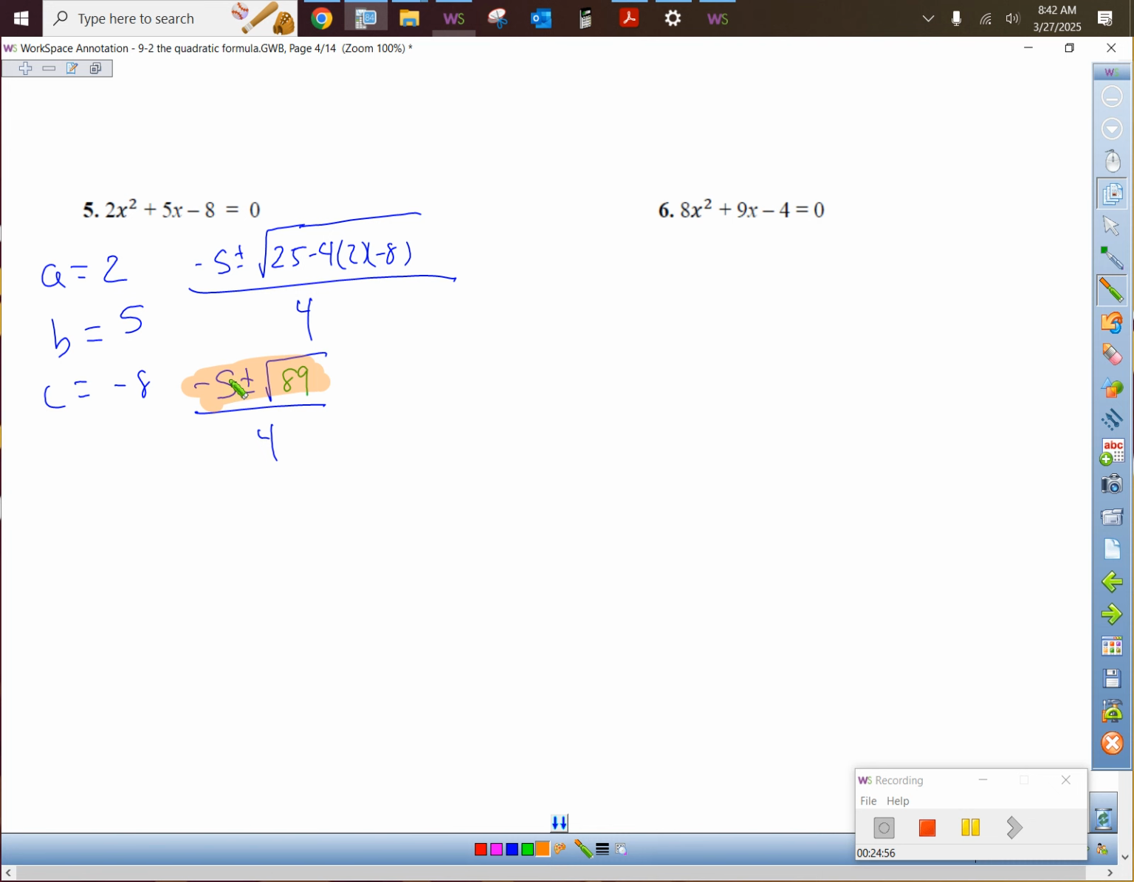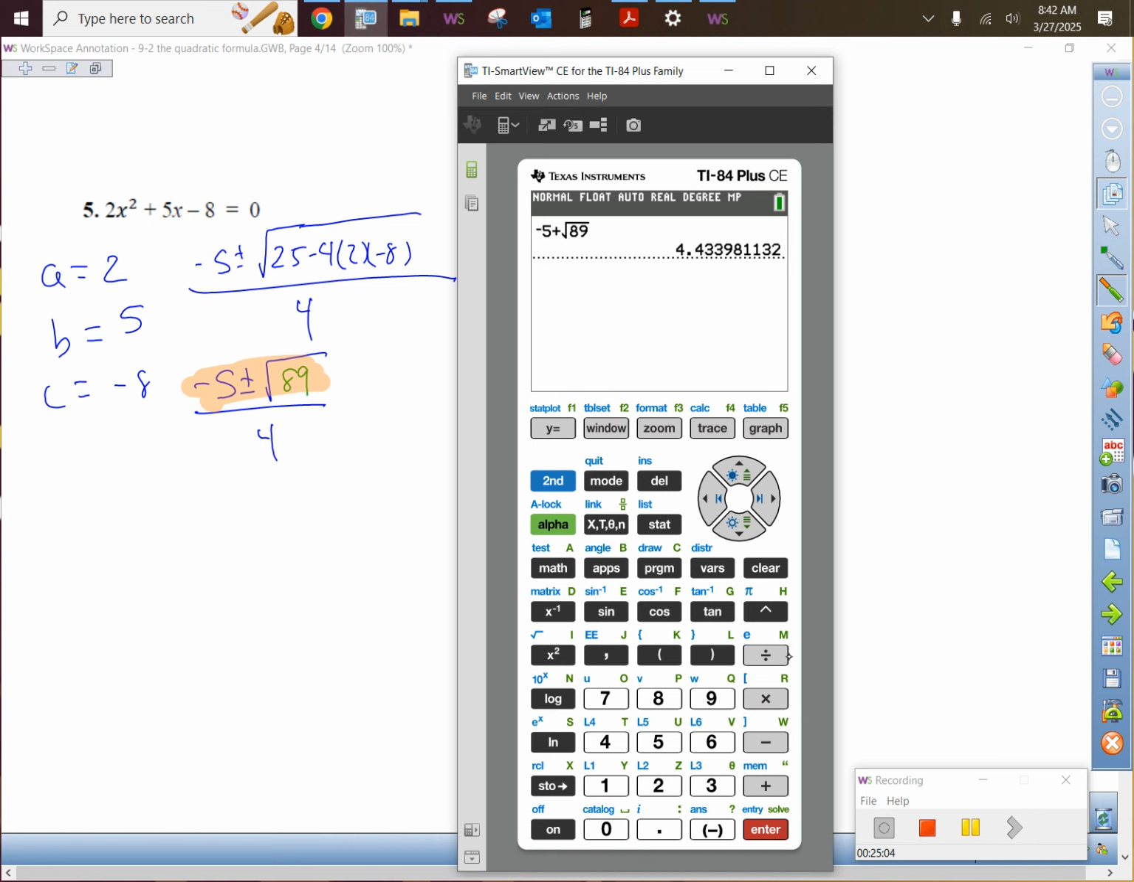But let me show you this then, so we'll do this, right? Are you okay with that? Look at the difference. Negative 5 plus the square root of 89 divided by 4. Why did I get a different number this time? Because I didn't divide the entire numerator by 4, right? You have to figure the numerator out first. Or if you want to put the numerator in parentheses, you can do that.